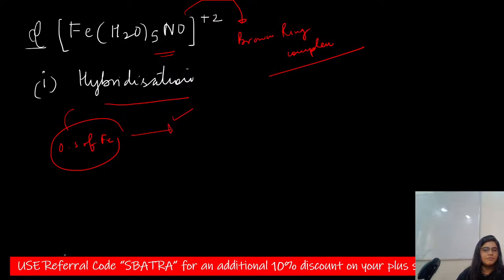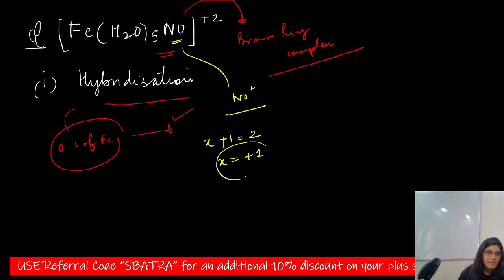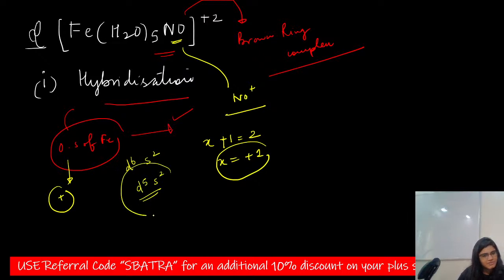So the oxidation state in the brown ring complex is +1, not +2. This nitrogen is present in NO+ form. So x minus 1 equals 2... this one is +1, so x plus 1 equals 2, so x equals +1. So this iron is actually present in +1 oxidation state. So it's a d6s2 system. +1 means d5s2, or I can say s1d6 system. This is how we are going to write down this case. Now we have 6 electrons in d.